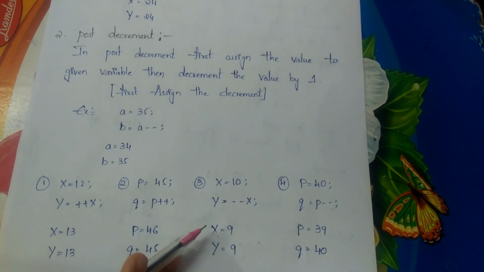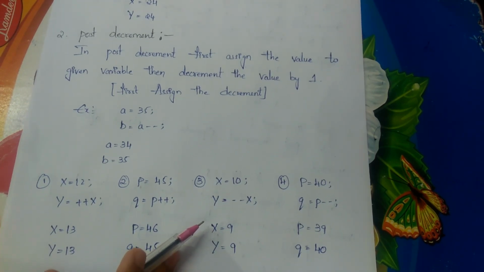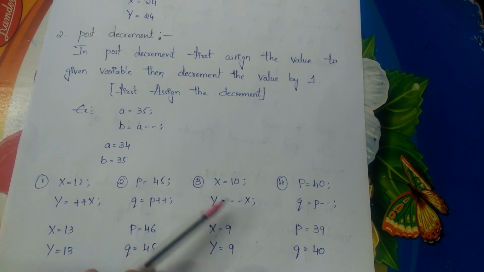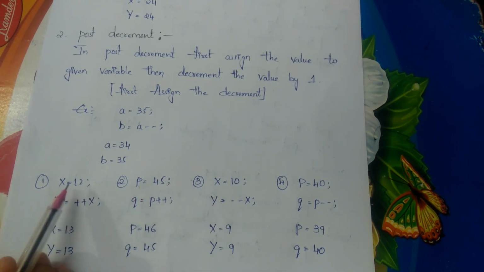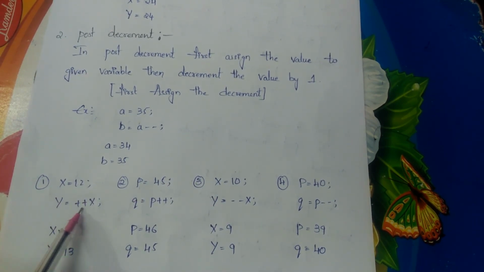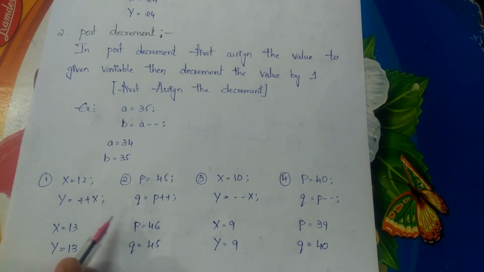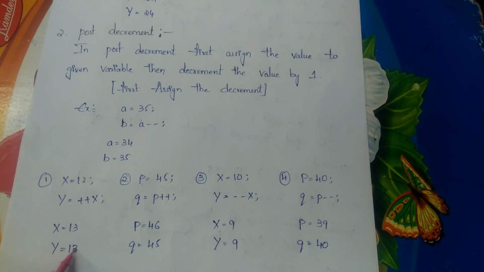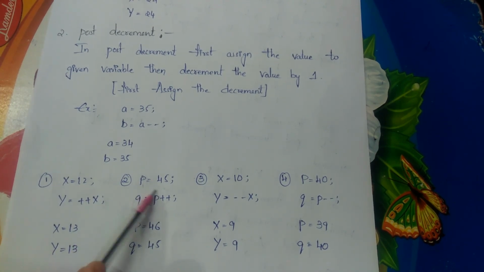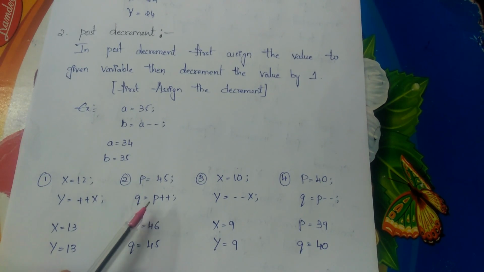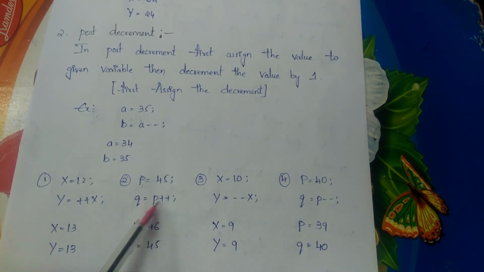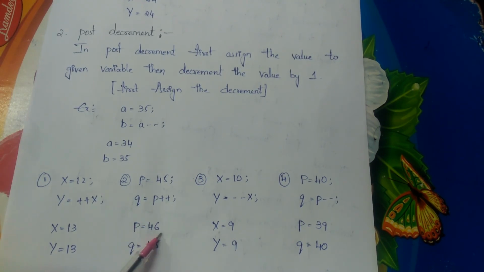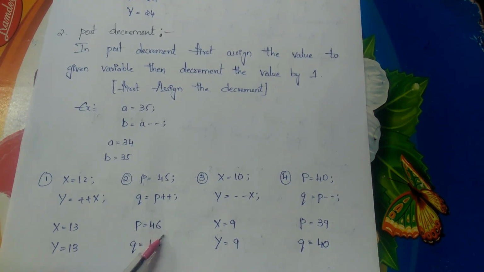Now these are the examples for pre-increment, post-increment, pre-decrement and post-decrement. So x is equals to 12 and y is equals to plus plus x. So first we have to increment, then after we have to assign. So x is equals to 13 and y is equals to 13. And the post-increment, p is equals to 45 and q is equals to p plus plus. So the plus plus operator is placed after the operand and p is equals to 46. First we have to assign it, then after we have to increment it.